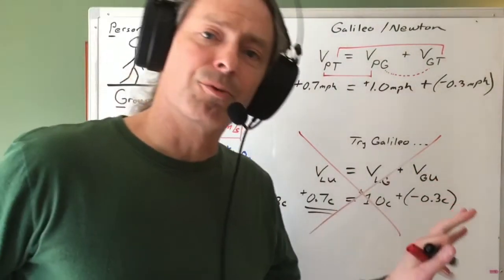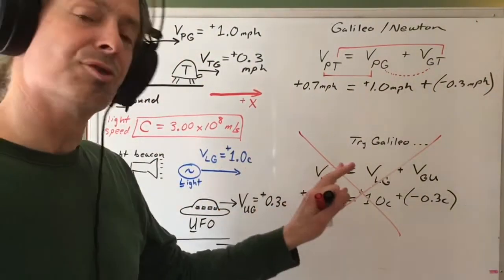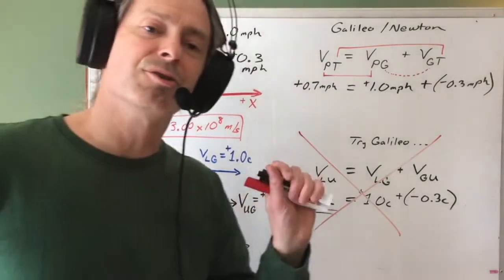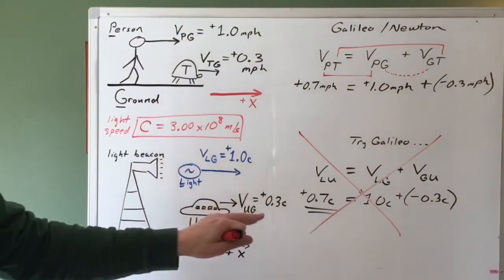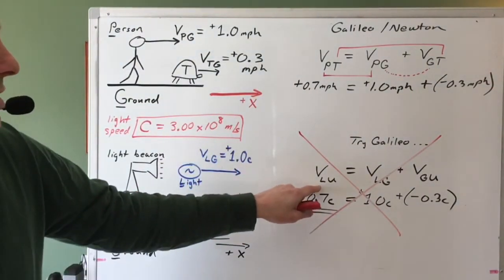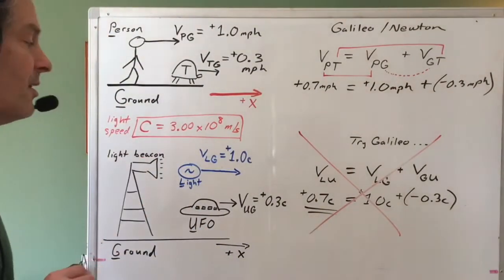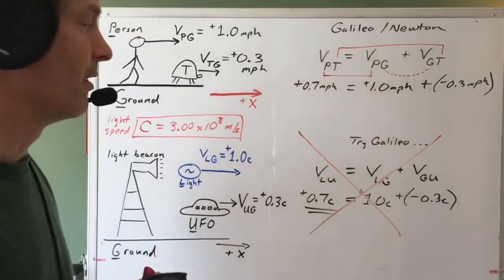So I'm not going to derive the Einstein formula for relative velocity. What I'm going to do is write it down and show that it resolves this contradiction. I'm going to show that the Einstein formula for relative velocity at least gives the right result for the velocity of light relative to the UFO. All right, so first I'm going to write down the Einstein formula, and then we'll plug in the numbers and see how it works. All right, so here we go.